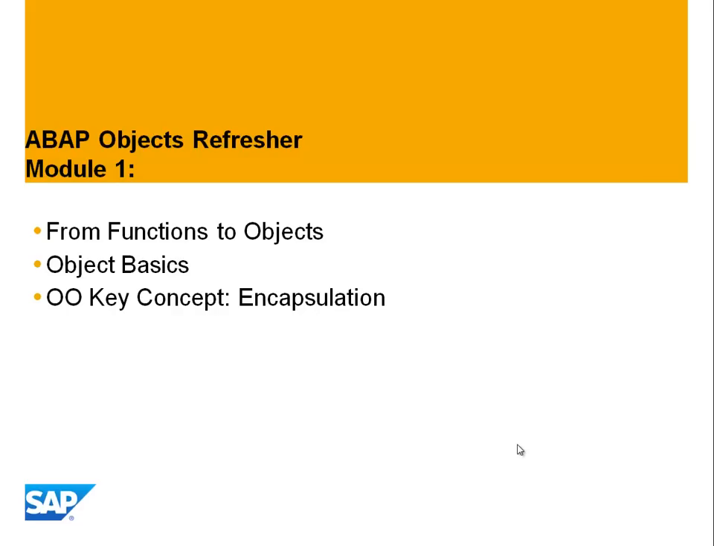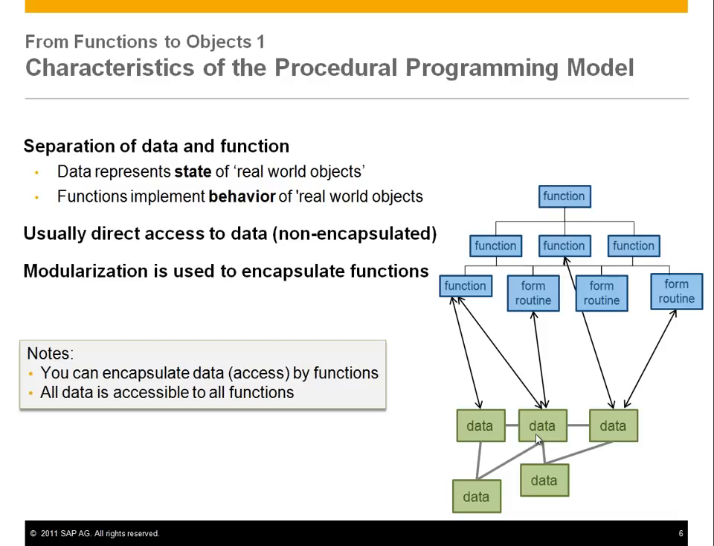But let's get started with ABAP Objects module number 1. And the first point is really how do we get from functions to objects. Assuming that you're familiar with the procedural programming module, you know that of course there is a separation of data and function in the programming world. Data represents the state of real-world objects, and functions implement behavior.